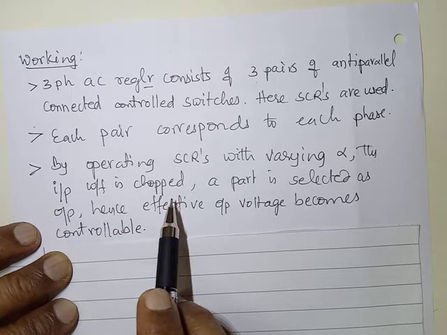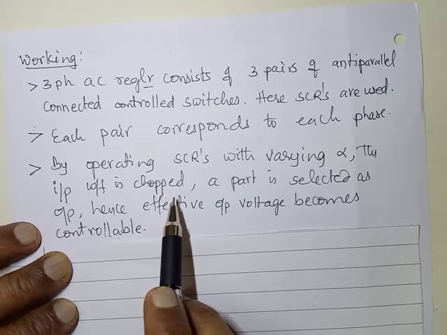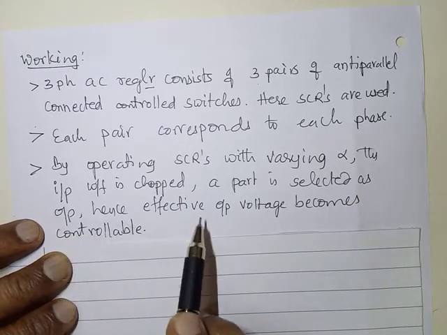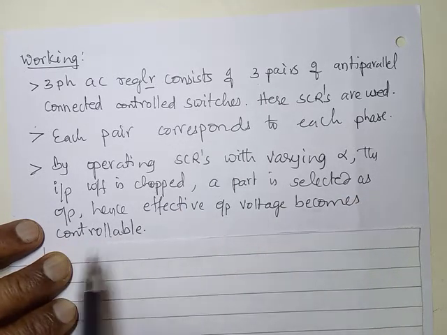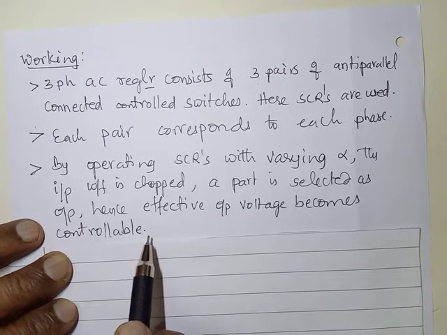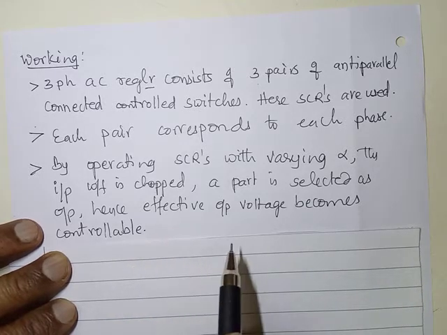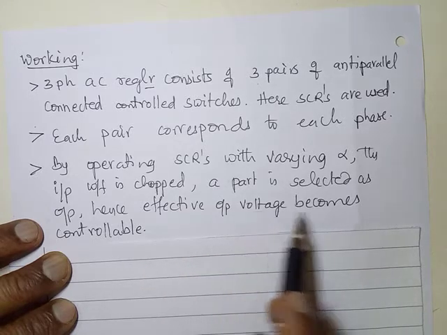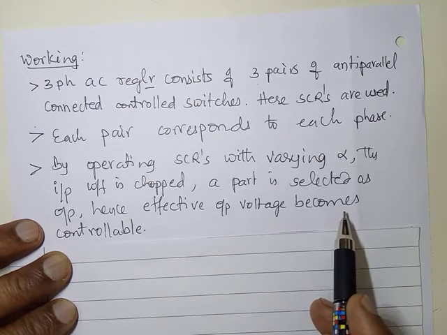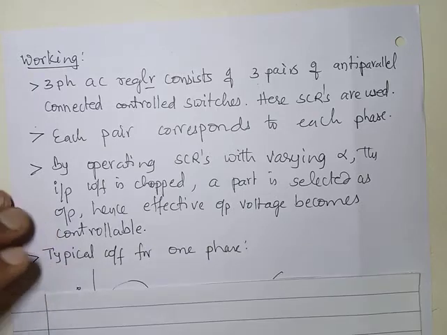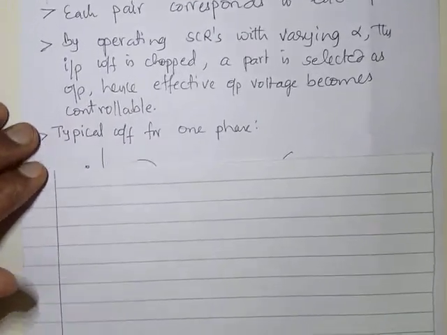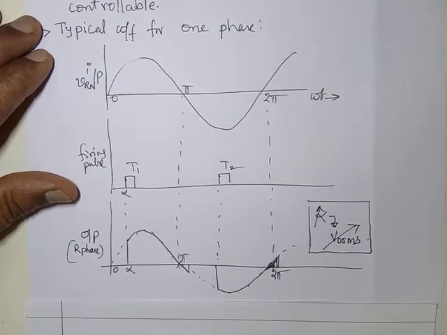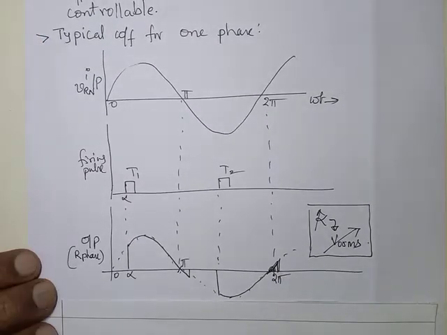cut the voltage, select a part of it. The part is selected as output, hence the effective output voltage becomes controllable depending on the instant at which you chop. Nothing but the value of alpha, the effective output voltage will change. Okay, so now the typical waveforms will look like this. Look at this waveform, very familiar waveform.